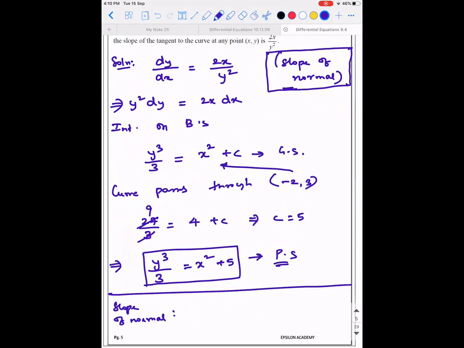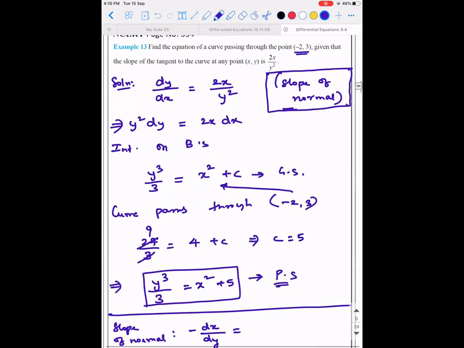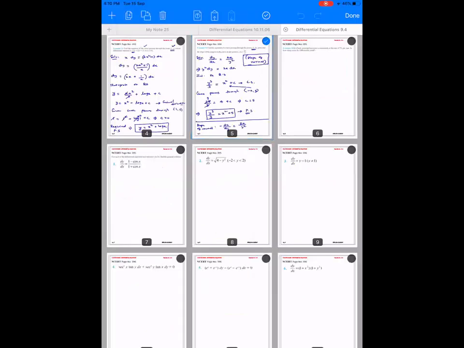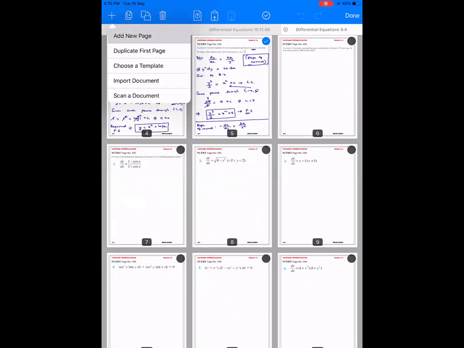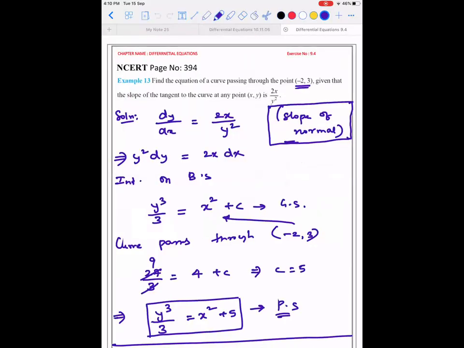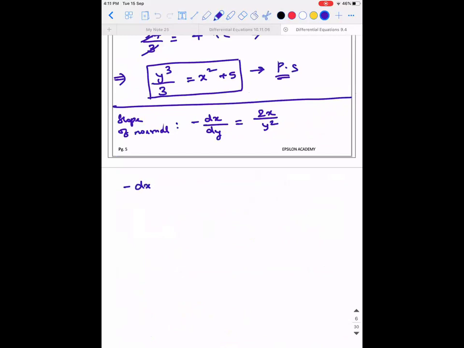Now tell me, what is the slope of normal? Minus 1 by y dash, or I can write it as minus dx by dy. Right, this will be equal to 2x divided by y square. So minus dx by 2x is equal to dy by y square.